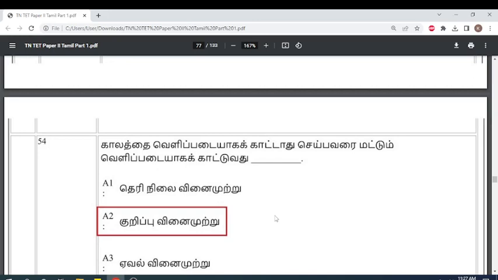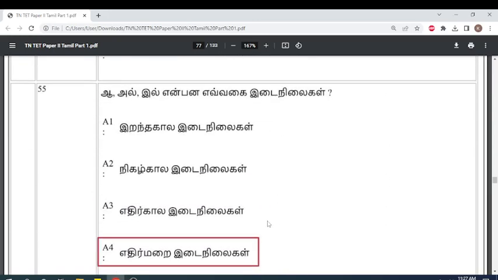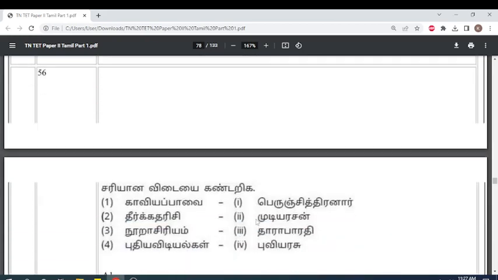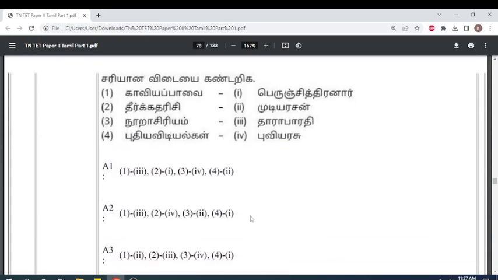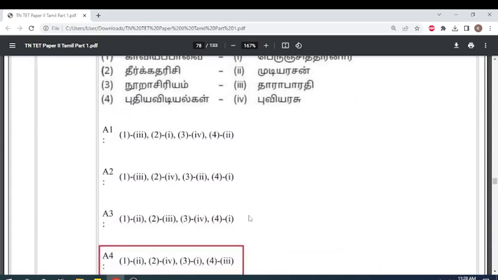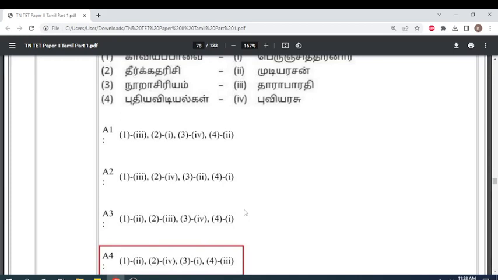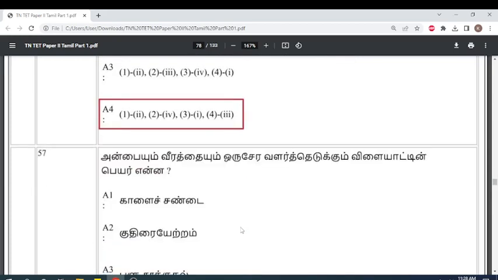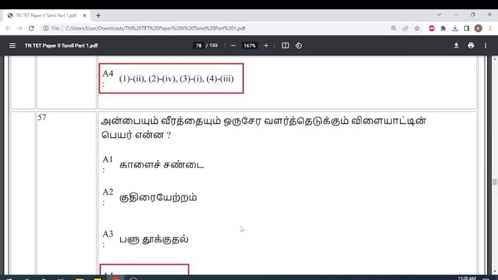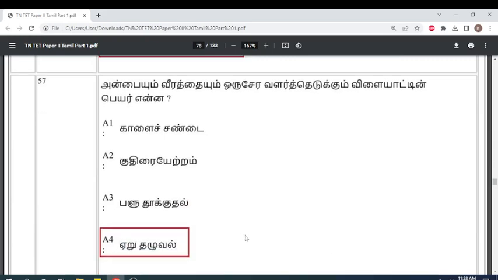54 question or answer A2. 55 question or answer A4. 56 question or answer A4. 57 question or answer A4.